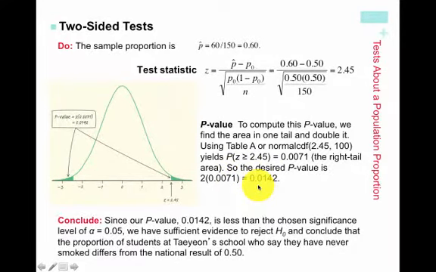Our p-value is 0.0142. So since this p-value is less than our chosen significance level, we have sufficient evidence to reject the null hypothesis and conclude that the proportion of students at Taeyeon's school who say they have never smoked differs from the national result of 0.5.